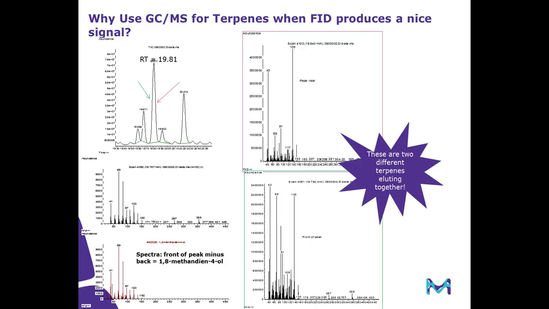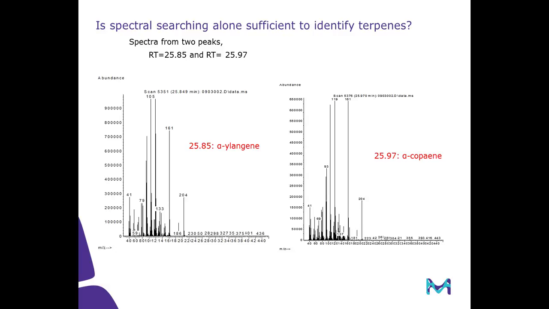But by looking at spectra on the front versus the back, you can tell that they're essentially two things coming off together. So what I did was I subtracted the back from the front, and I was able to identify it as this compound here that I'm showing on the bottom left. So GCMS helps to identify for sure these peaks as specific terpenes.